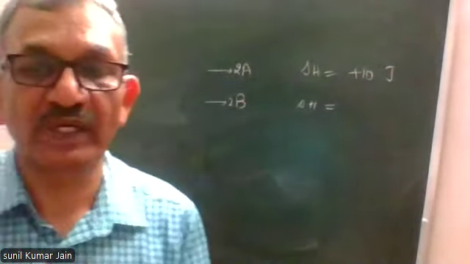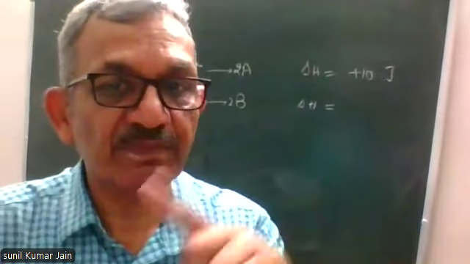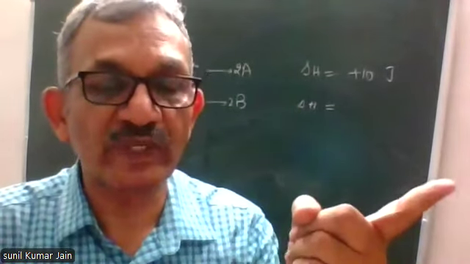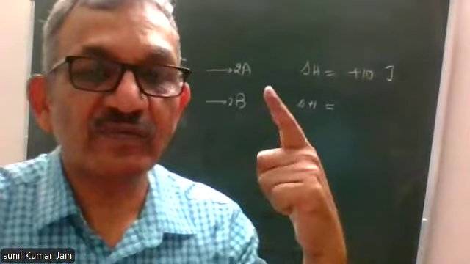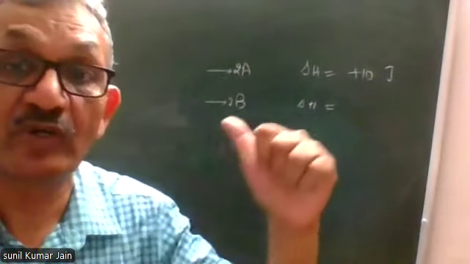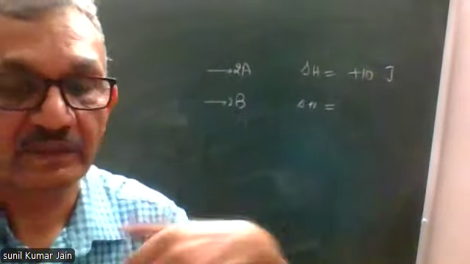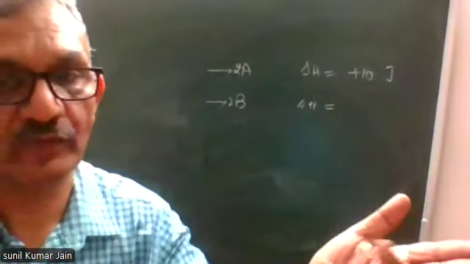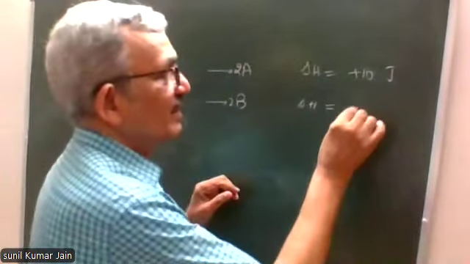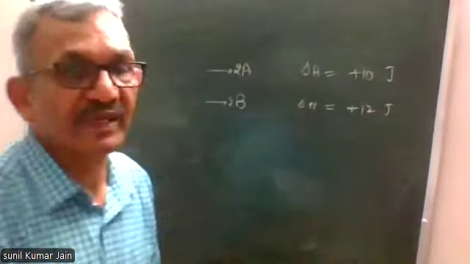When BB attraction is broken, since AA and BB attractions are not equally strong, this time the energy required to break BB attraction will not be 10. It will be less or more than 10. It will be different. Let us say 12 joules.